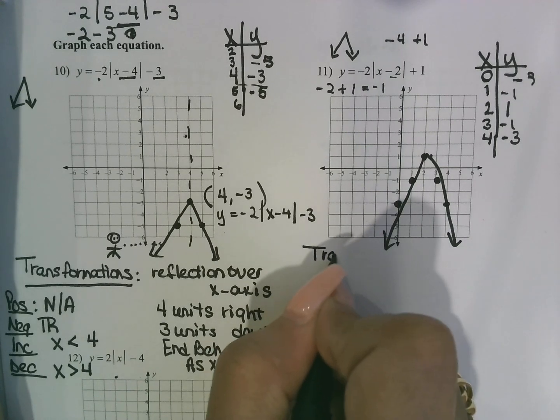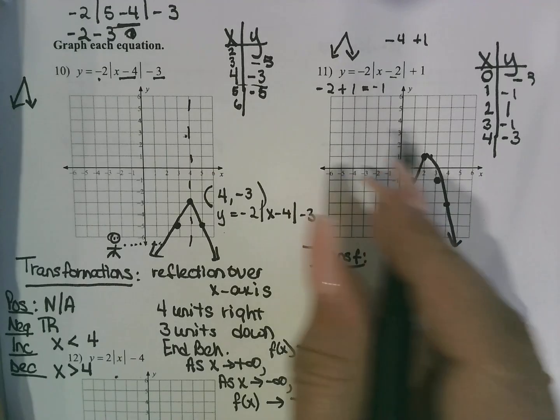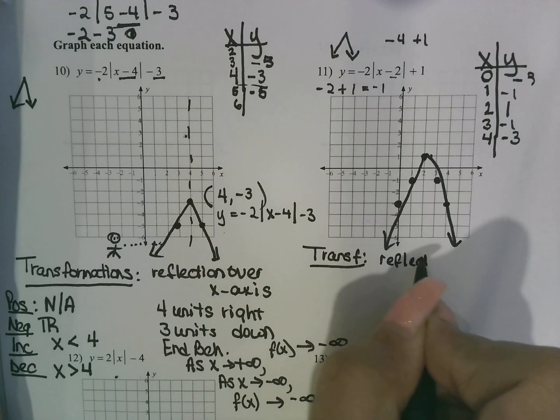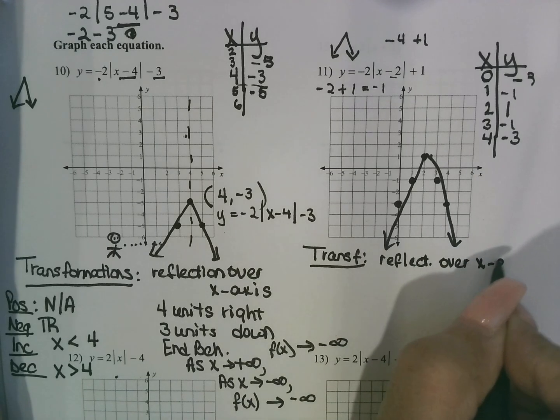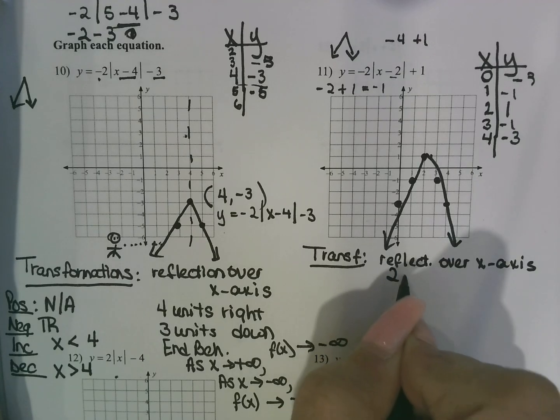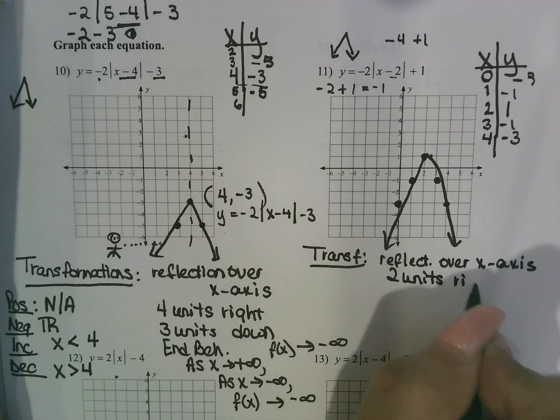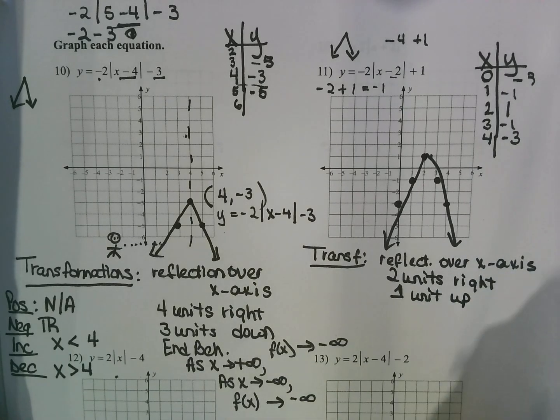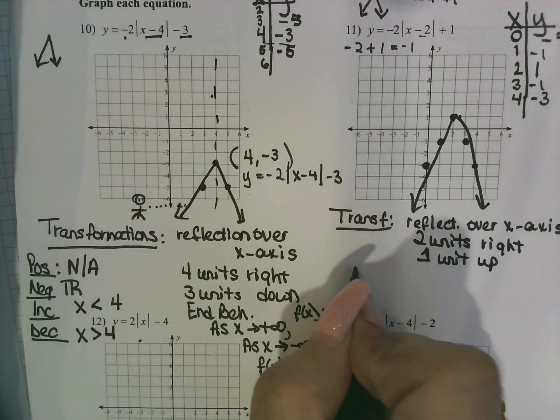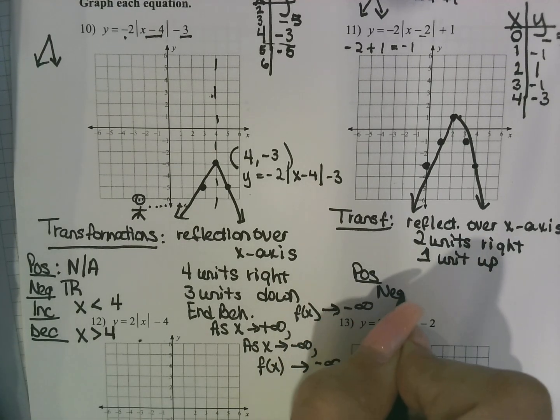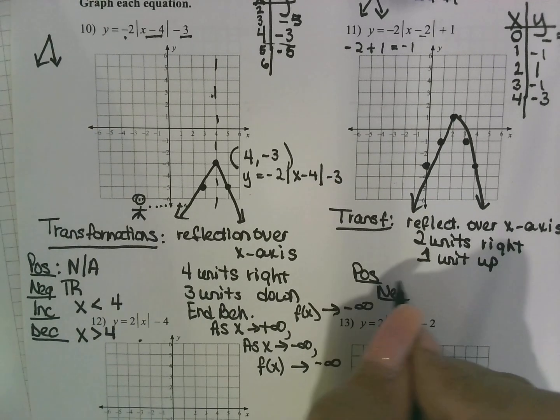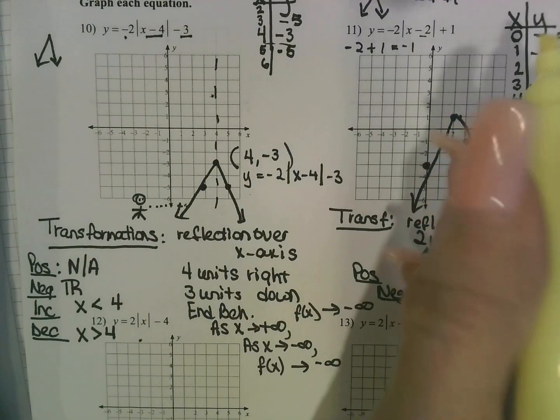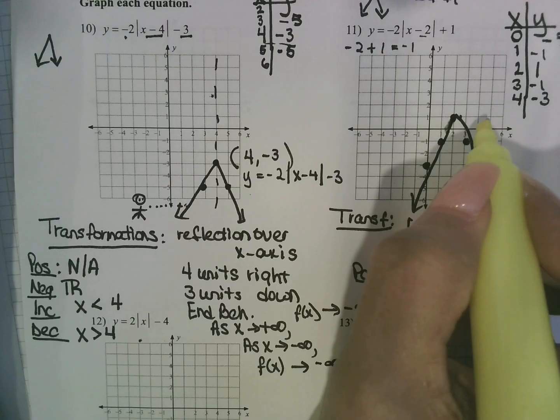Let's talk about the transformations. Again, you can give them to me in any order, and there are 3 here. It's a reflection over the x-axis. It is 2 units right and 1 unit up. Okay? Easy peasy. Then we're going to talk about positive, negative. Okay, so positive. Where is this function positive? Well, right over there.